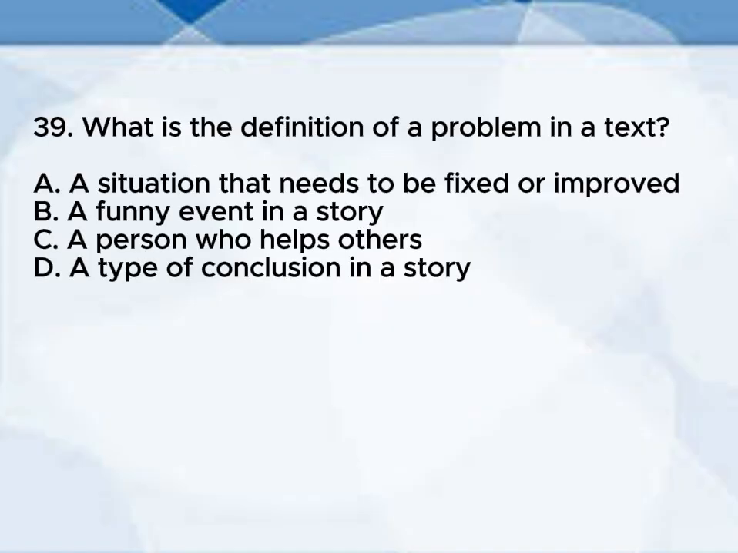What is the definition of a problem in a text? A. A situation that needs to be fixed or improved. B. A funny event in the story. C. A person who helps others. D. A type of conclusion in the story.